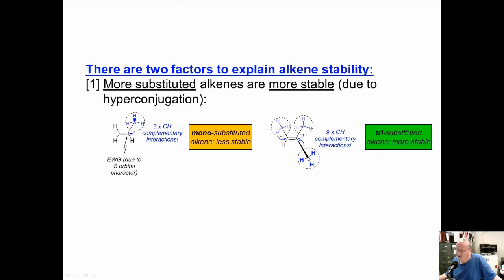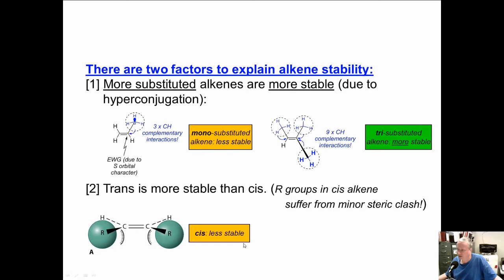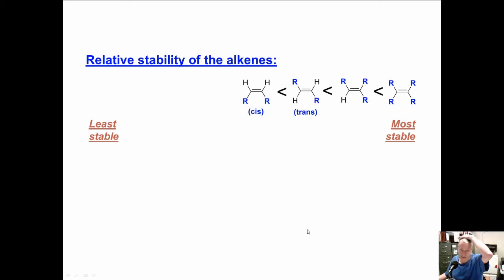Trans is more stable than cis. Why do you think that is? Steric clashing. Cis has a little bit of a steric clashing effect. So cis is a little less stable, trans is a little more stable. So that's pretty logical, okay? Putting this all together, we can actually consider all the way from no substitution to tetra substitution. No substitution, we'll get to in a second. So let's just think about tetra. It's definitely the most stable because you have four things on it, right? Who is a little less stable than tetra?